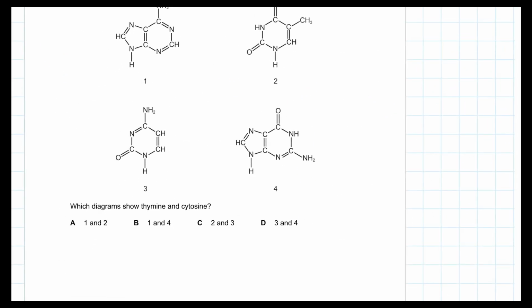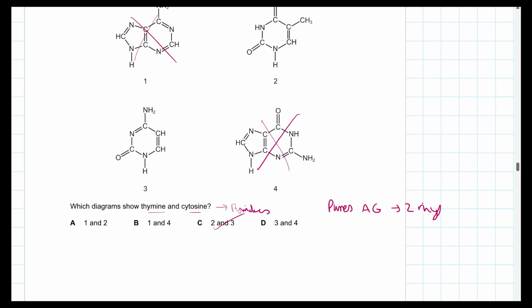Question number 21, the diagram shows the chemical structure of 4 bases. Which diagrams show thymine and cytosine? So you must know that thymine and cytosine are pyrimidines. And pyrimidines have one small ring, whilst purines, which are adenine and guanine, have 2 rings and are larger. Therefore, we instantly exclude 1 and 4. Now we have 3 and 2 as our answer.